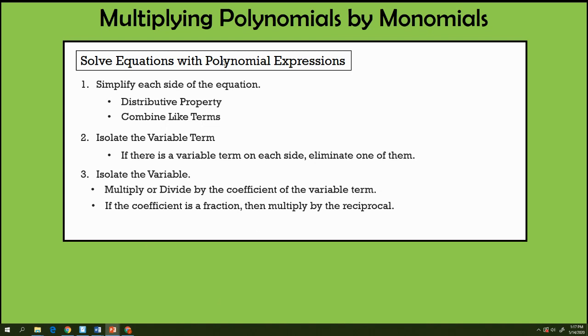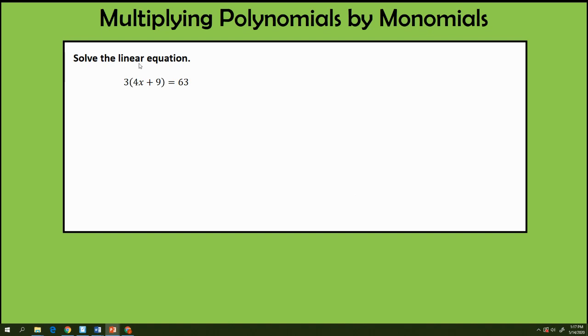So in essence, we're going to continue to work on our equation solving process. This should be nothing new to you, but we're going to have a little bit more distributive, combining like terms, concepts involved in it. Let's take a look at one. So this is a pretty basic equation. 3 times the quantity of 4x plus 9 equals 63. In our new terminology, this is really a monomial times a polynomial, or in this case, a binomial.